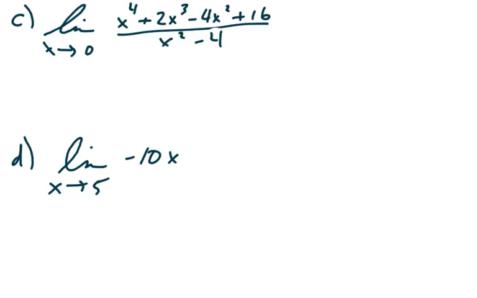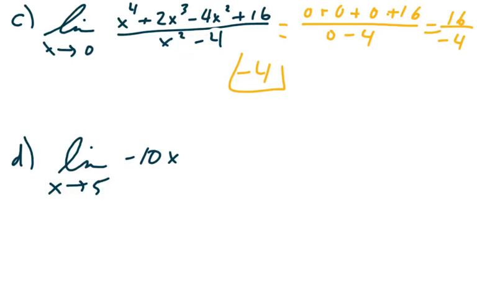Part C. This one, again, is one of those where you make sure you always plug in first. A lot of people will see this problem and just start factoring. Well, that numerator is not an easy one to factor. But it's not necessary, because if you plug in 0, well, 0 to the 4th power is 0. And 2x cubed is going to be 0. And negative 4x squared is going to be 0. And then we've got the plus 16. And then the denominator, 0 squared is 0, minus 4. We just end up with 16 over negative 4, which is negative 4. There was no reason at all to factor here. We simply plugged in and we got the answer that we needed.